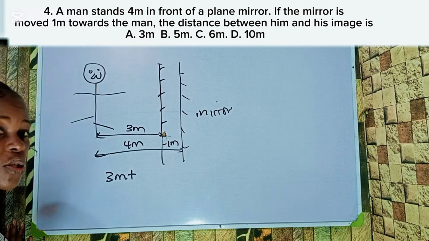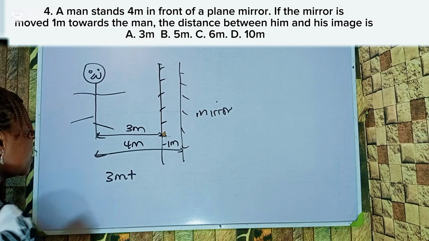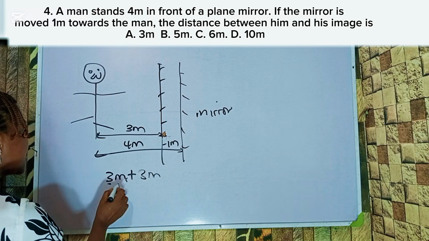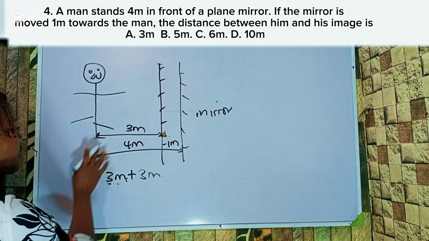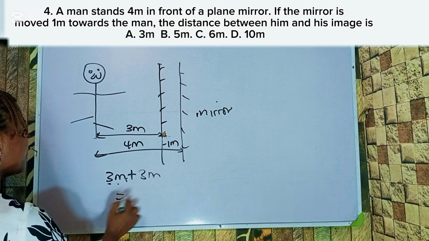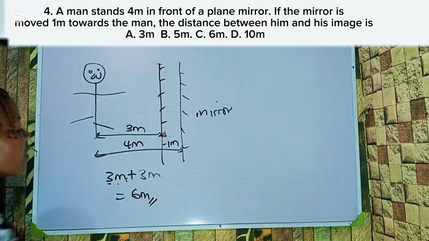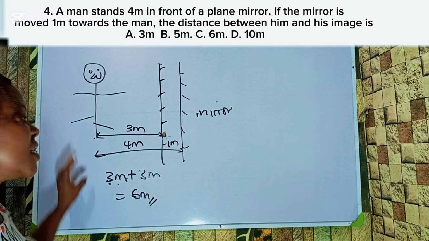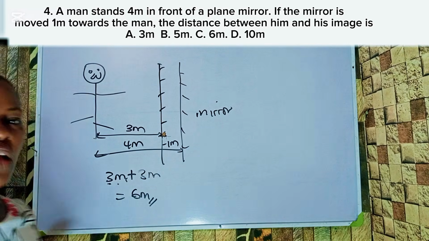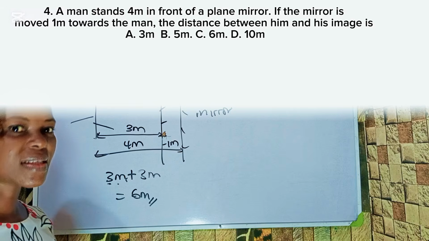Because it's one of the characteristics of an object placed in a plane mirror. So that is 3 meters plus the 3 meters. This 3 meters is from here to here, that of the object, right? But in his image, it's still the same thing, 3 meters, which gave rise to what? To 6 meters. Hope that is clear. So the distance between this man and his own image is 6 meters, right? All right. So the correct option to this question is option C.